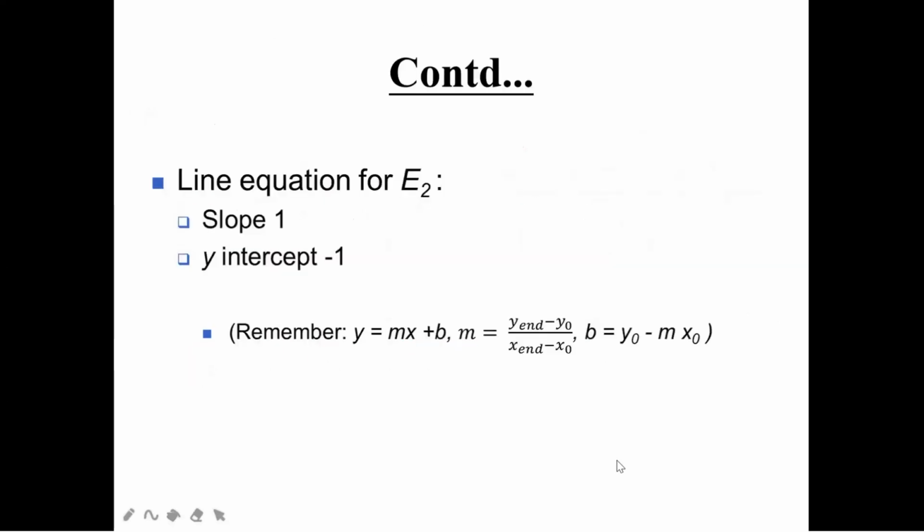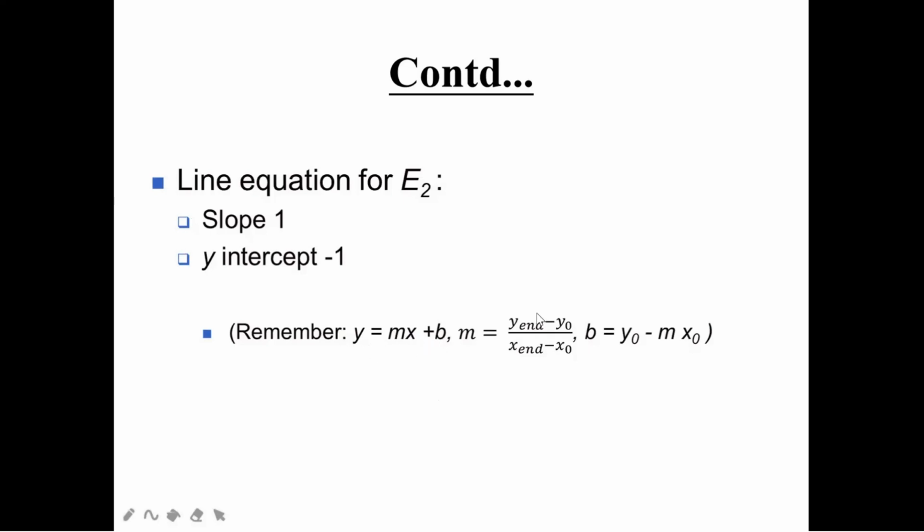Suppose you want to go for the line equation of E2, this is just an extra thing. How will you find the line equation of edge vectors? You have to go to your slope and y-intercept. I have already told you these formulas in the beginning. So the line equation will be y equals mx plus b.